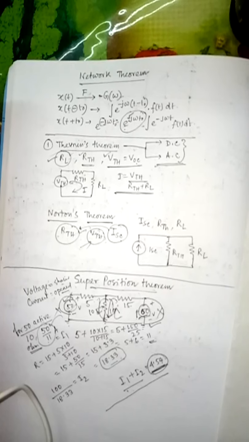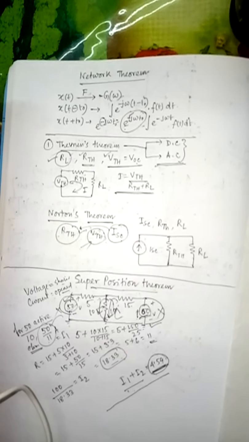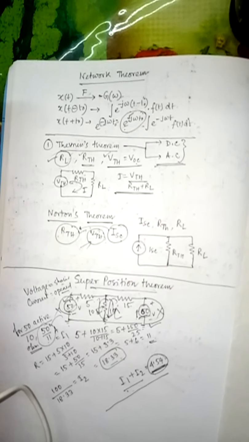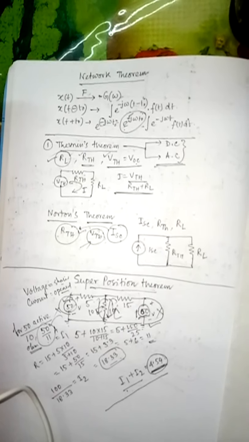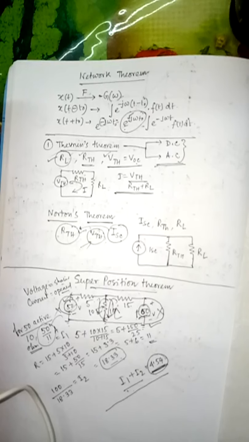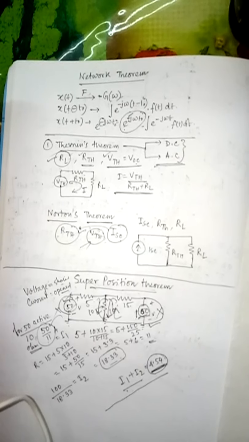This is the content under application of network theorems in DC and AC analysis, or DC and AC networks. Our objective today is the superposition theorem on an AC circuit. I have already discussed what superposition is, but for this class we will have a little recapitulation.